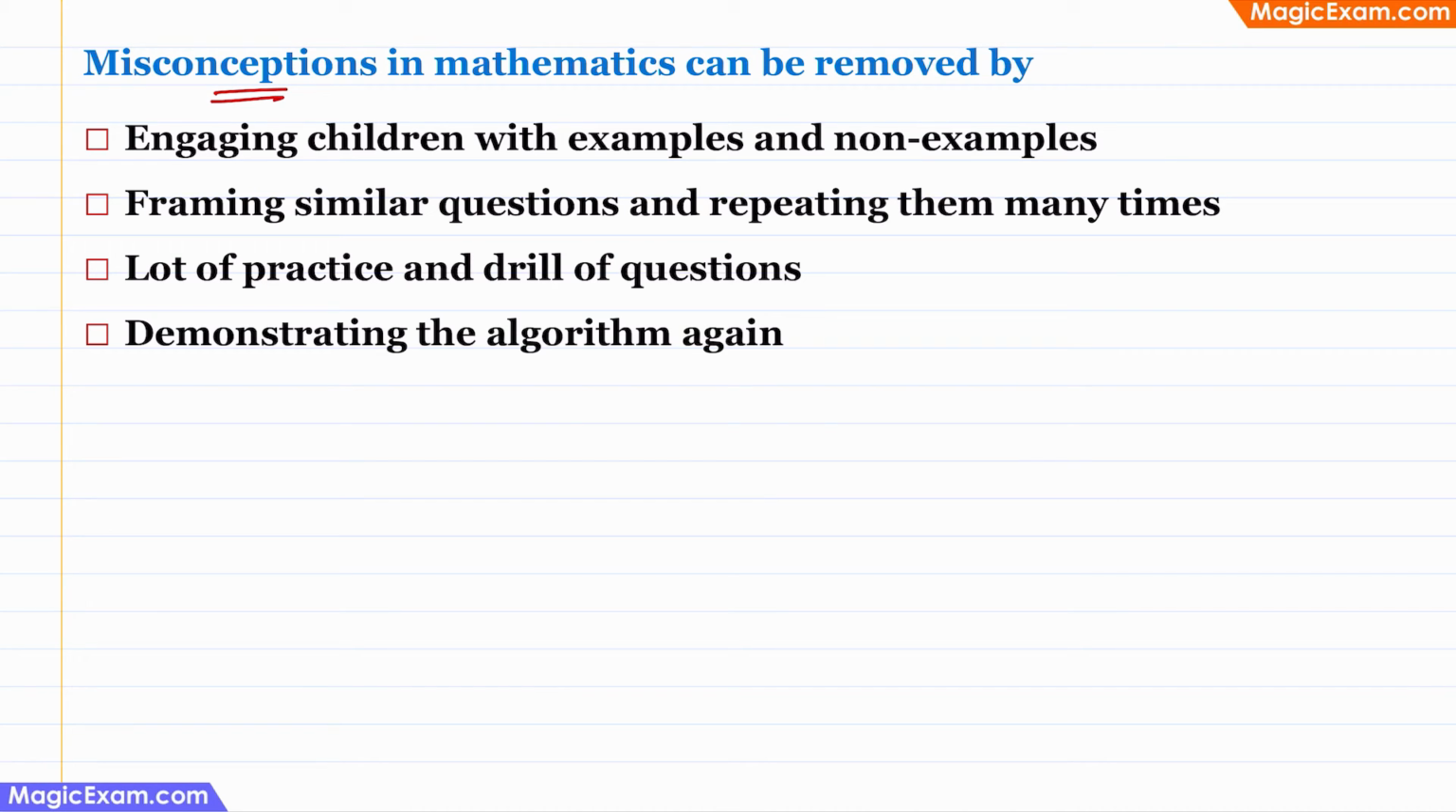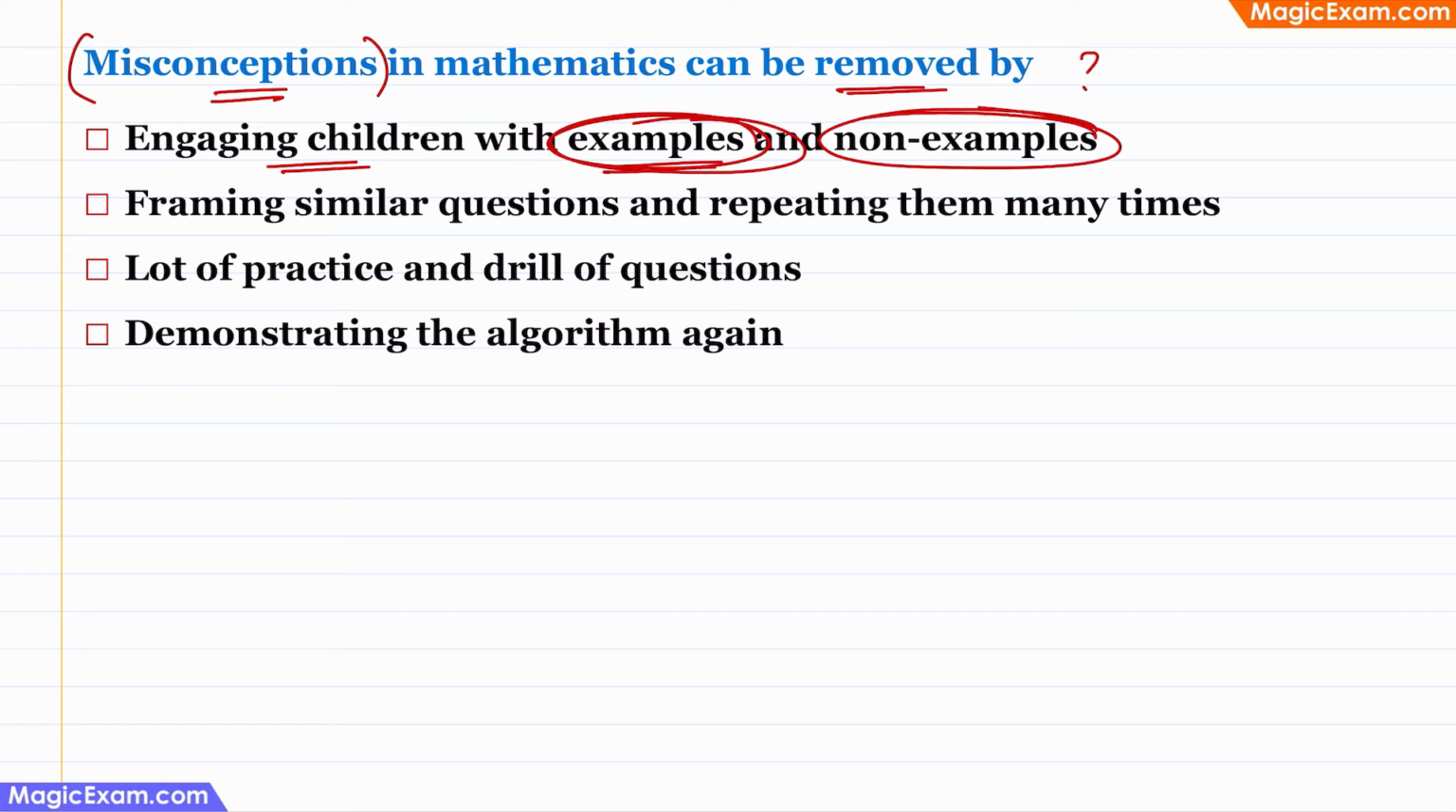Misconceptions in mathematics can be removed by which of the following methods? Now, misconceptions are misunderstandings or doubts that the students may have. So how can you remove them or solve them? Well, if you give them some examples, after you have taught them the theory in the classroom, if you give them lots of examples and some non-examples as well, they'll be able to understand the theory that you are trying to teach them. So you can keep the children engaged with plenty of examples and non-examples, and through this, you can clear their misconceptions or doubts. Therefore, statement 1 is correct.